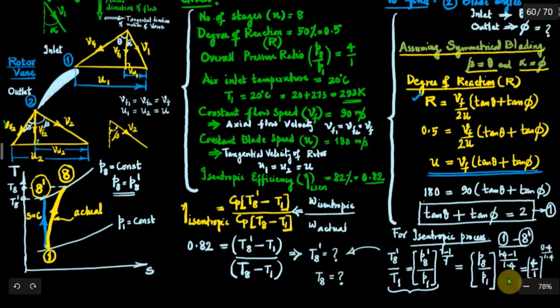What is the value for gamma? The value of gamma for air is 1.4, assuming it to be a perfect gas, where the ratio of specific heats at constant pressure and constant volume, Cp by Cv, is equal to gamma. You know that. So this is the relation we now have to make use of.